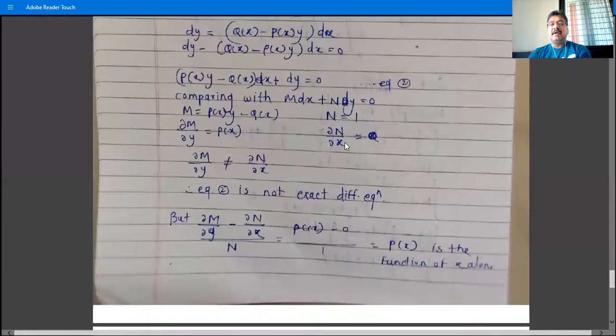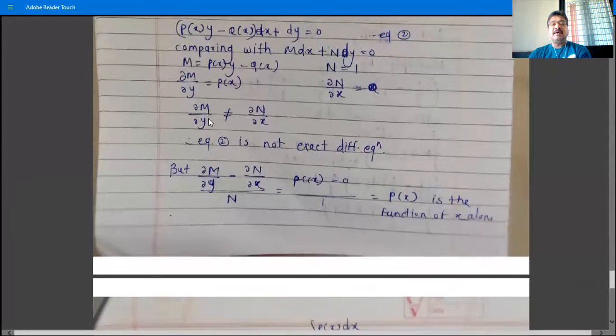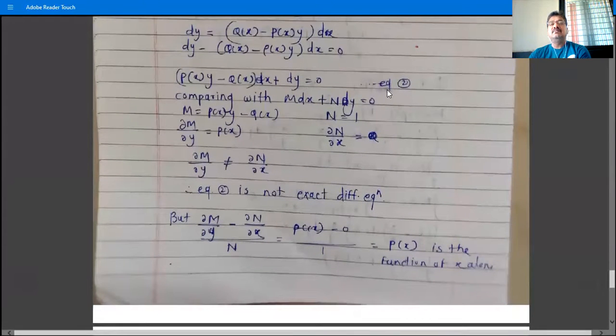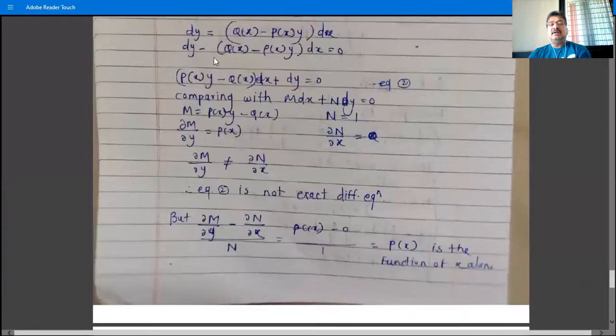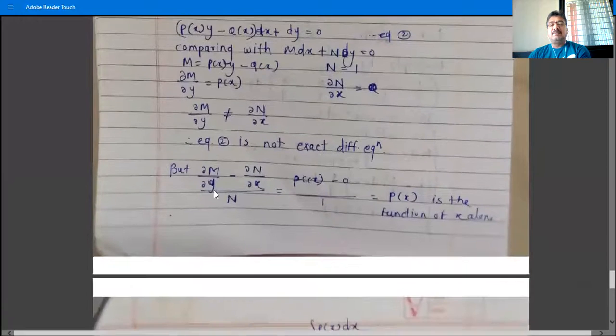And ∂N/∂x, N is 1, so the derivative of the constant 1 with respect to x is 0. What is your observation? ∂M/∂y is not equal to ∂N/∂x. Therefore this equation 2 is not an exact differential equation, because ∂M/∂y is not equal to ∂N/∂x. But we can find the integrating factor of this equation number 2 by using this formula.